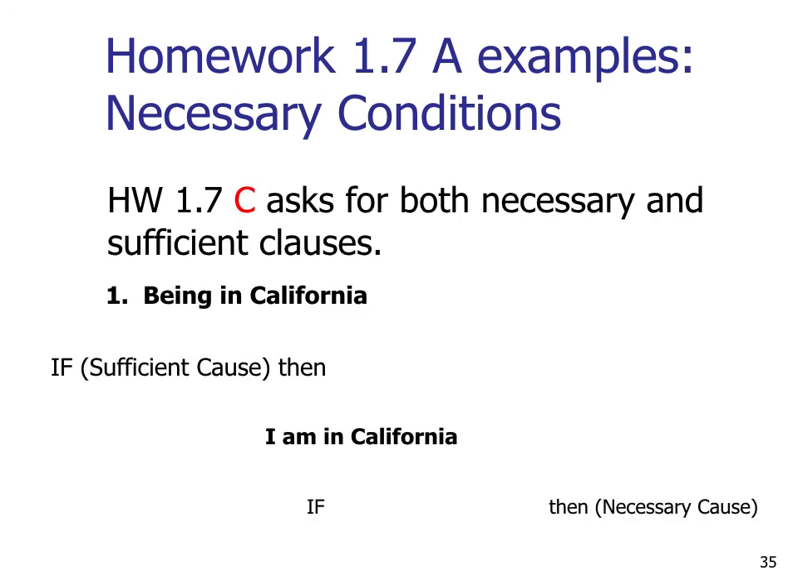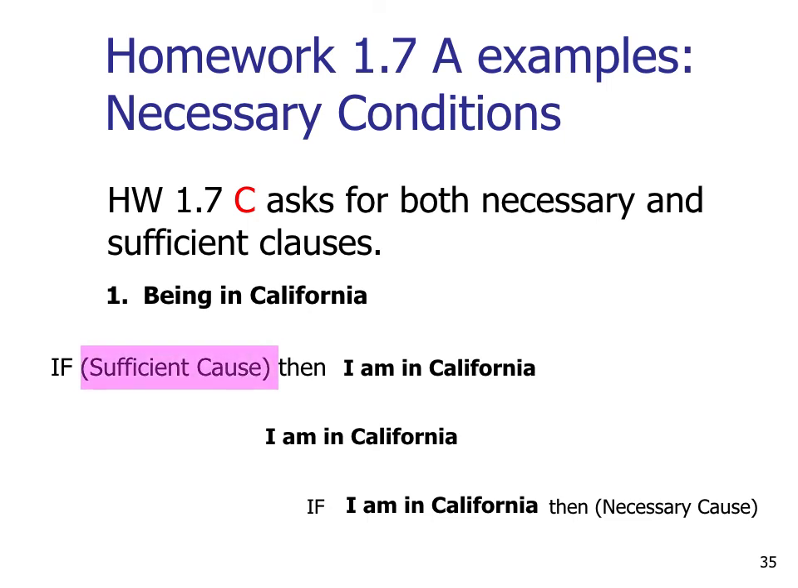Now C is going to ask you for both. So if what? Then I'm in California. That's going to be your sufficient clause. And then if I'm in California, then what? That's going to be your necessary clause. So C is going to ask for both the sufficient clause and the necessary clause.